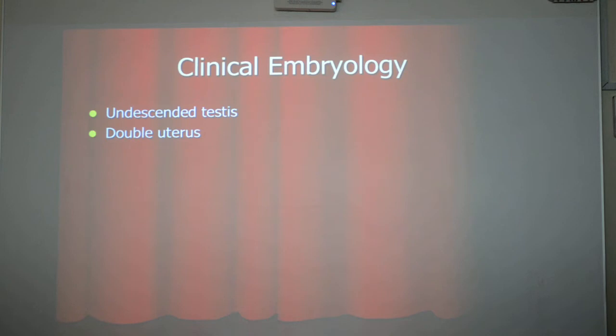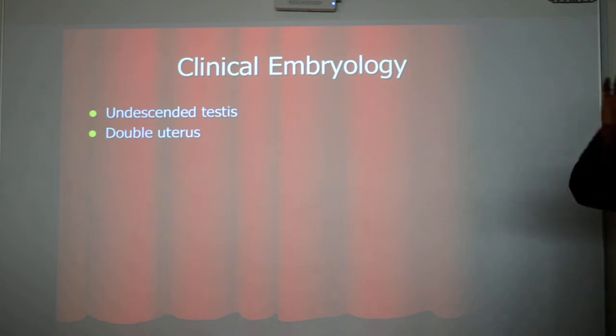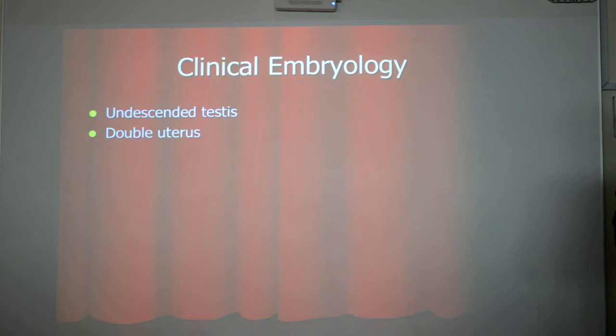Double uterus. Now, in my drawing, if you think about the two Mullerian ducts joined together, and there is a septa. When it joined together, there is a septa. Then it will be a double uterus. If the septa obliterates, then we have one uterus.